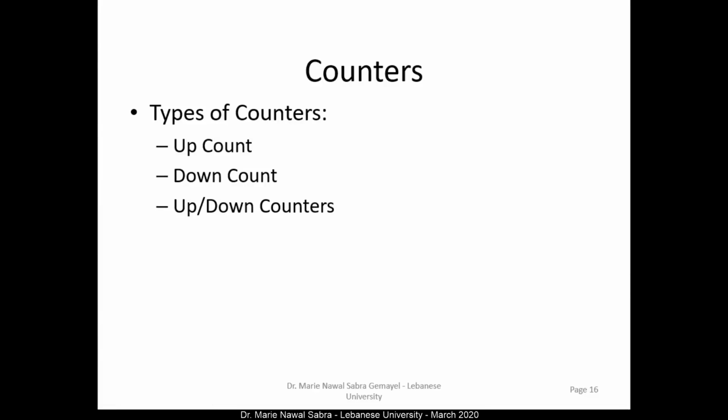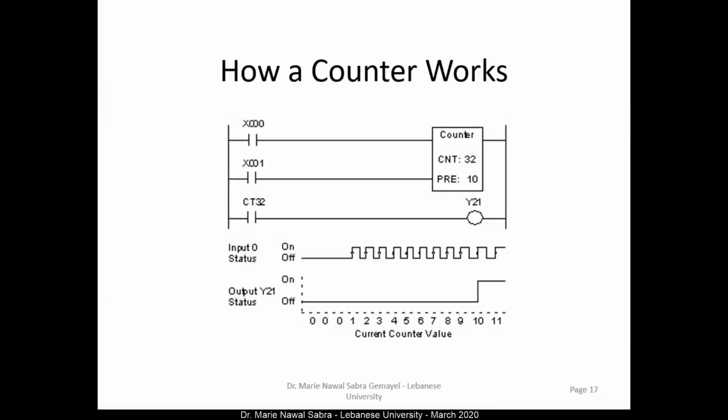About counters, well, counters are going to count things instead of counting time in the case of timers. They can be up counters, down counters, or up-down counters. To be able to count objects, the counters are designed to count every time I have a glitch. So every time I have the input going from 0 to 1, I have a count. And whenever the count is equal to the preset value, the output turns on.